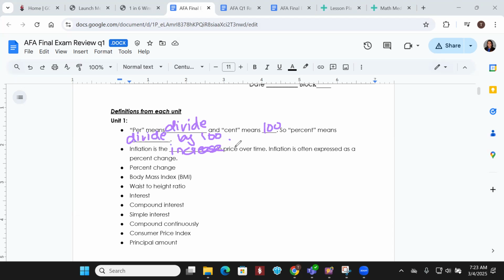All right, we talked about percent change, and I'm sorry, all of this is squished. If you need to write it bigger, you can write it on the back of something or on a separate piece of paper. Percent change formula is new minus old divided by old times 100. Throwback to unit 1.